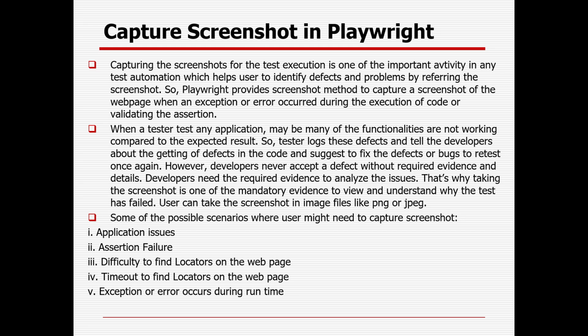The user can take the screenshot as image files like PNG or JPG in Playwright. Some possible scenarios where the user might need to capture a screenshot in Playwright with Java are application issues, assertion failure, difficulty finding a locator on the web page, timeout finding a locator on the web page, or any kind of exception or error occurring during runtime.